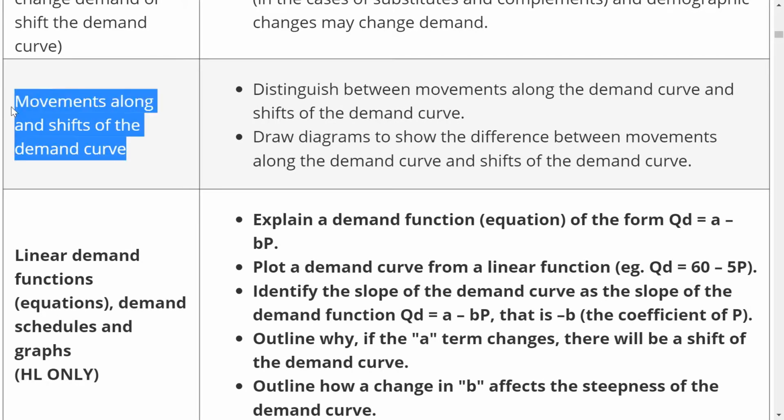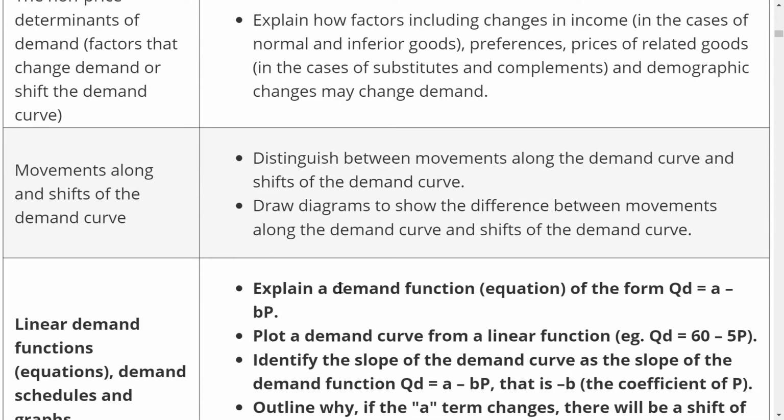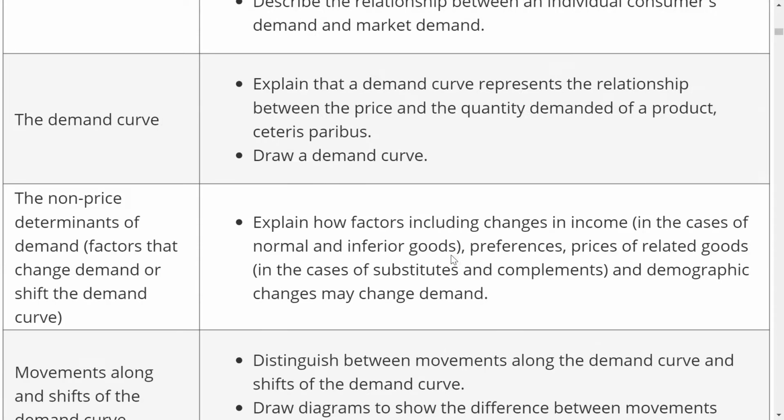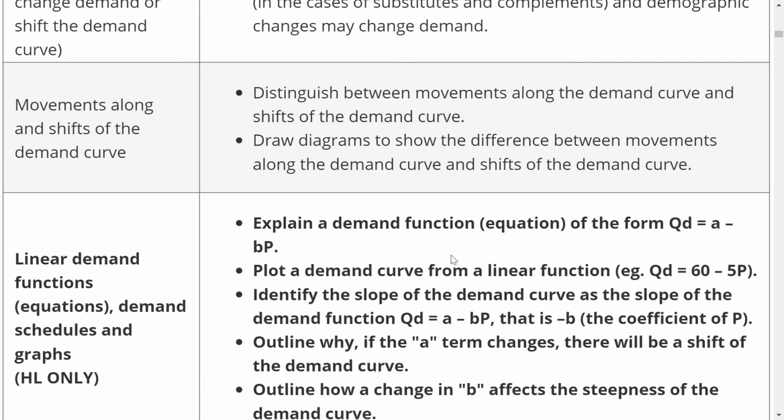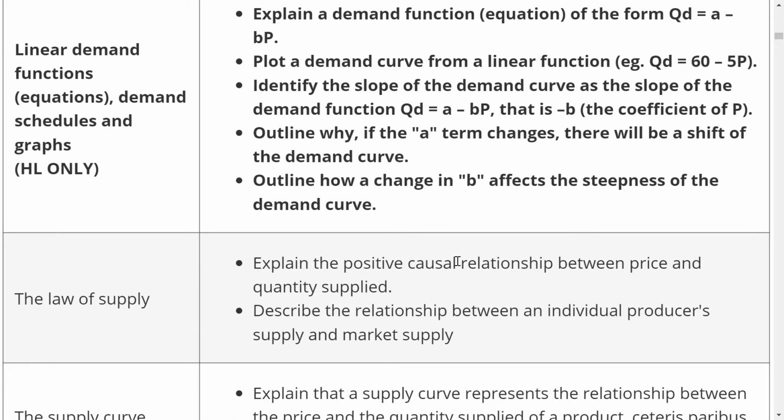The next topic you need to understand is the movement along and shifts in the demand curve. When there is a change in advertisement, how does the demand for the good change? When there is a change in price, how does the demand for the good change? You need to understand that. You also need to understand and distinguish between quantity demanded, change in quantity demanded, as well as the change in the demand curve. Very importantly, you need to be able to illustrate the differences between the two, and also illustrate changes in demand and the changes in the demand curve.